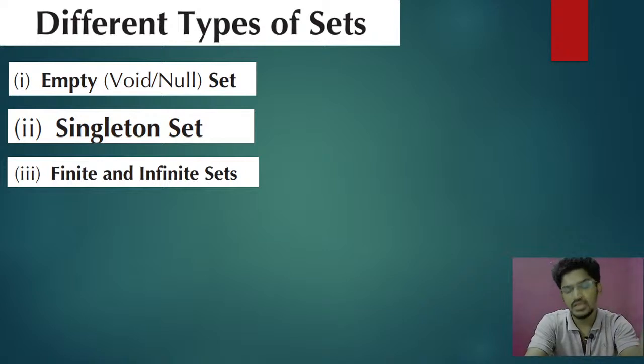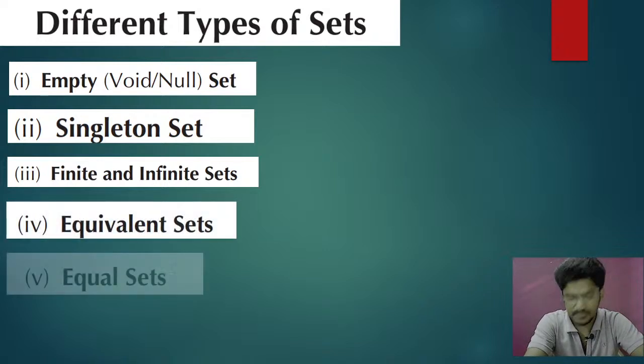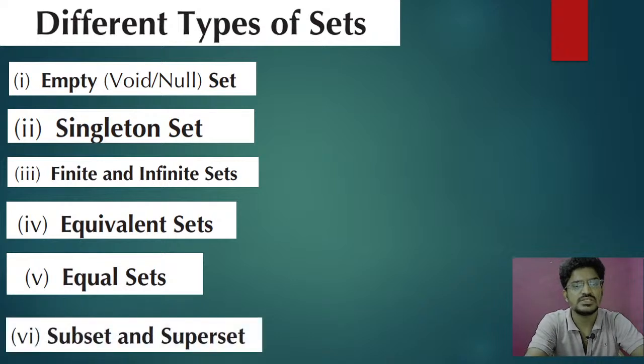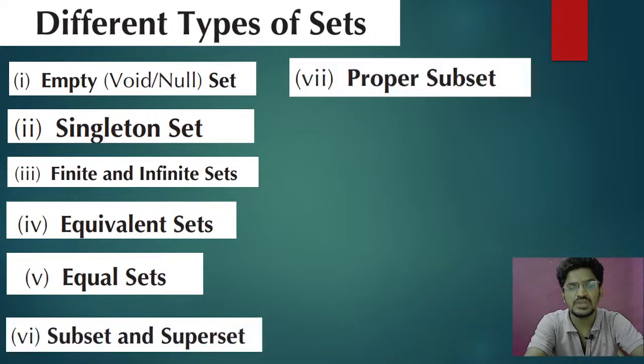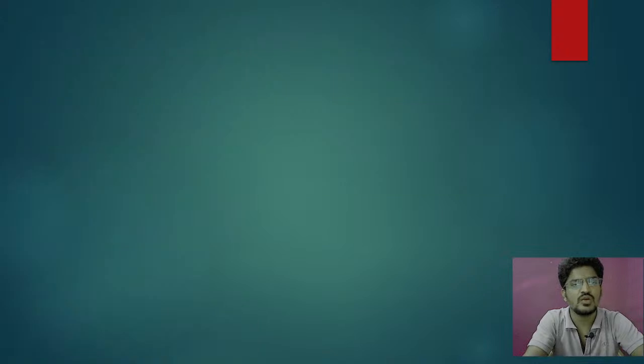Finite means where the counting is possible. If the counting ends, we say it is finite. If counting does not end, it is called infinite. Next are equivalent sets, equal sets, subset and superset, proper subset, universal set, and comparability of sets. These are the different types of sets. Now we can go one by one.